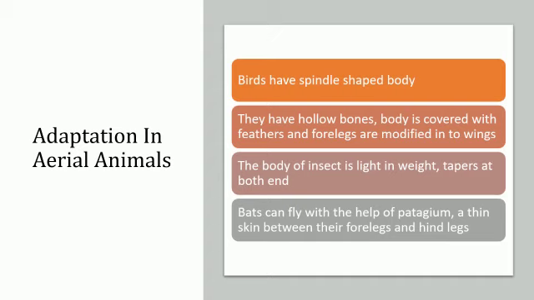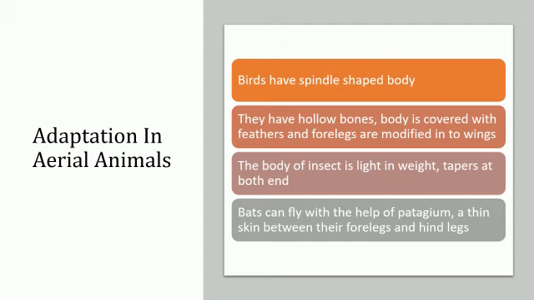Adaptations in aerial animals. Aerial animals are those animals which have the ability to fly. Example, birds. Birds have a spindle-shaped body, meaning their body is a little bit wide in the middle and tapers at both ends. This spindle shape of birds helps them to minimize the resistance of air while flying so that they can fly with high speed.